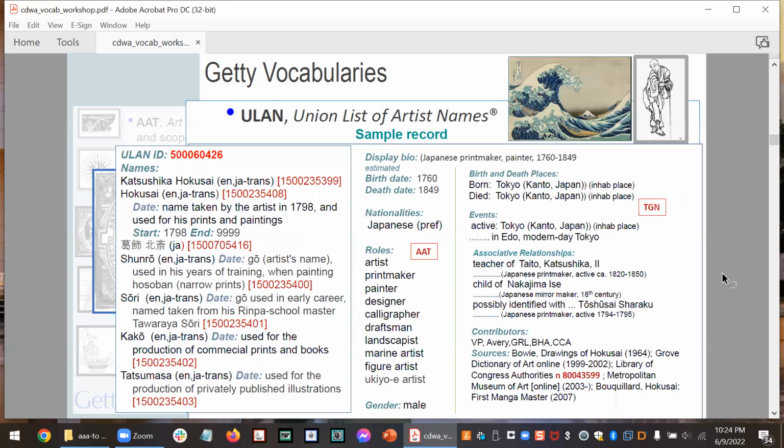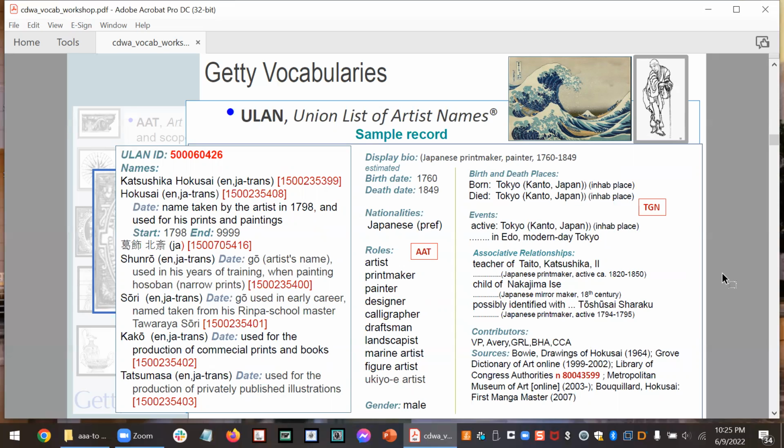Here's a full record for a ULAN entry, the printmaker Hokusai, and there are a number of names on the left side, including his various Go names he used at different points in his career. In the central column, we have the biographical information, dates, and so forth. And now you see little red boxes indicating that, in fact, these are linked to the other vocabularies.